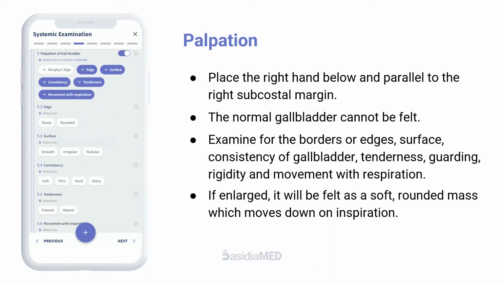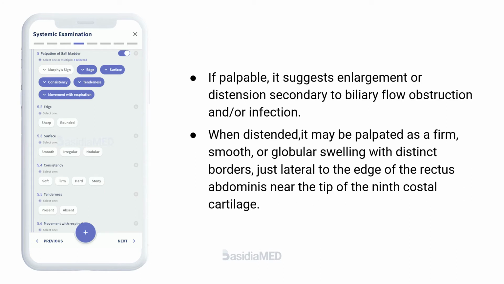Rolling the patient 45 degrees to the left makes the gallbladder more visible and facilitates its palpation. If palpable, it suggests enlargement or distension, secondary to biliary flow obstruction and/or infection. For example, gallstones, gallbladder or pancreatic malignancy, cholecystitis, etc.